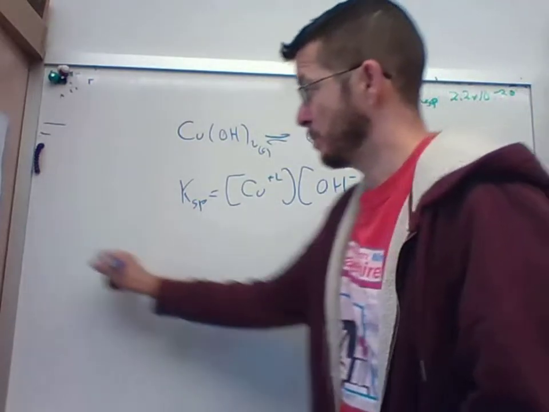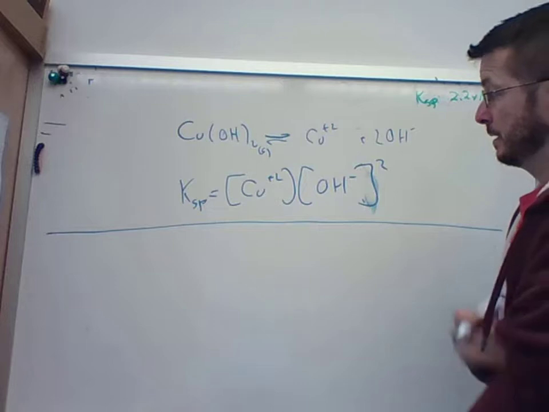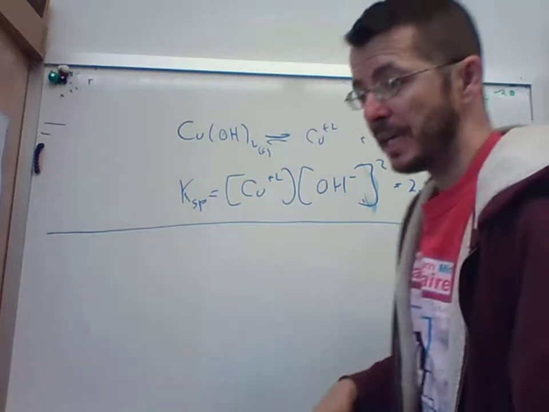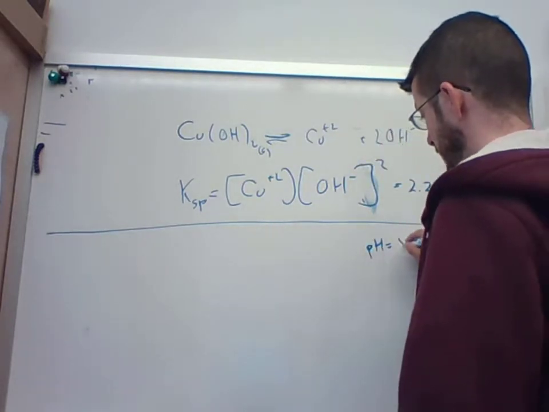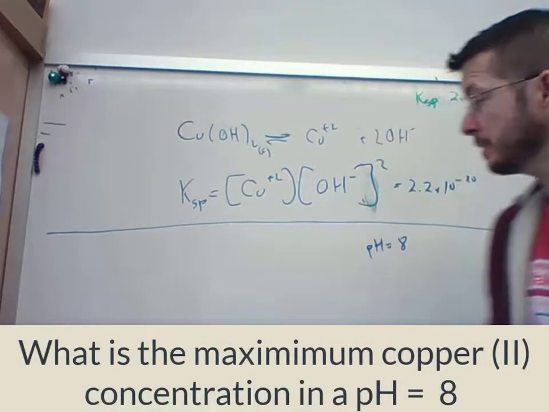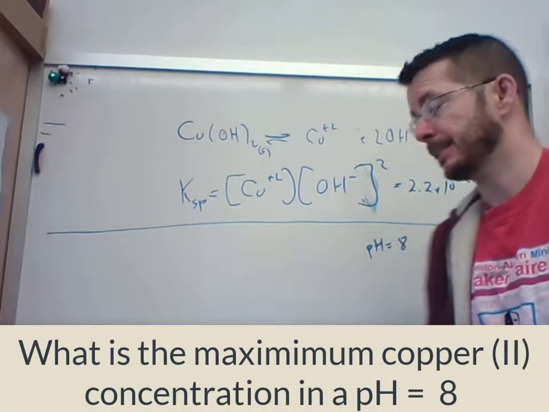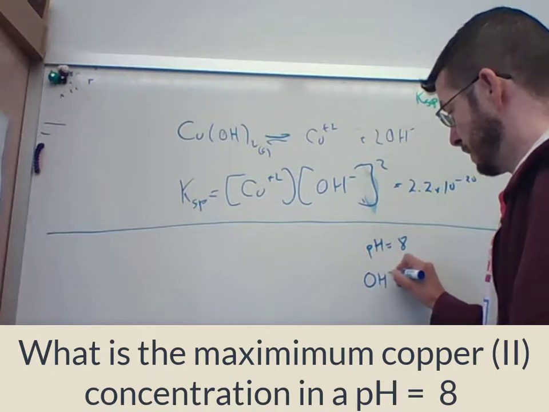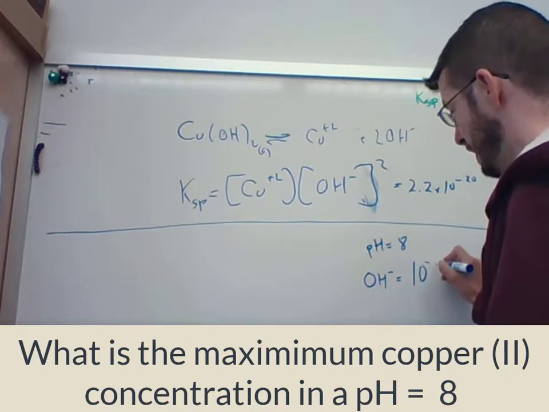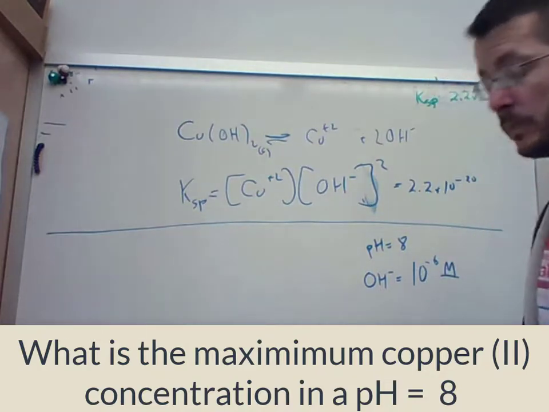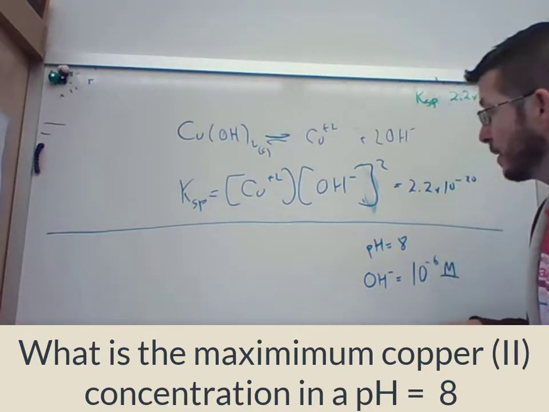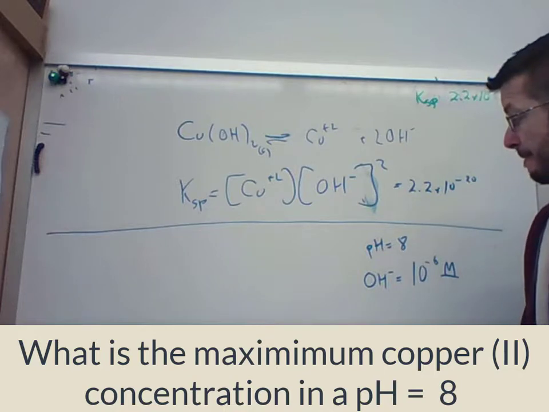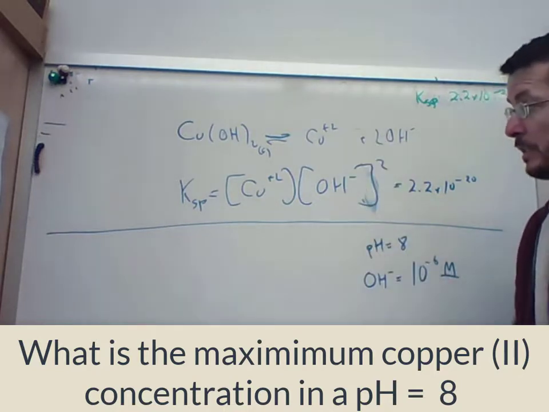Now an alternate way of using solubility products. What if you set the pH of this solution equal to 8? The pH is equal to 8, slightly basic. This would correspond to a OH minus concentration equal to 10 to the negative 6th molar. You can prove that to yourself. What is the maximum copper concentration available in solution? It's not written here, but this is what is the maximum.